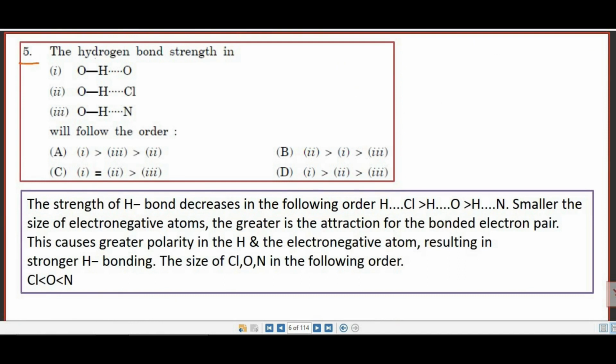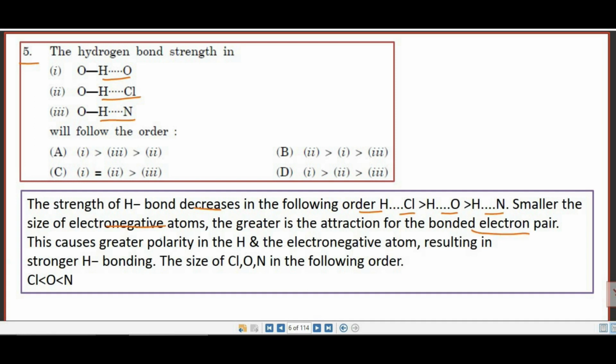Question number 5. Hydrogen bond strength in OH. This hydrogen bonding is intermolecular hydrogen bonding. Which hydrogen bonding is stronger? The strength of hydrogen bond decreases in the following order: F greater than O greater than N. Smaller the size of the electronegative atom, greater is the attraction of the bonded electron pair.